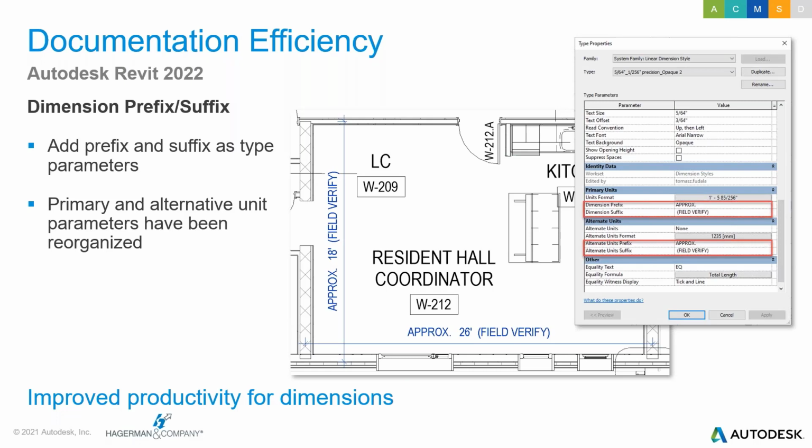All right. When you need a custom dimension containing a prefix or a suffix, you can now include a definition for the prefix and the suffix in the dimension family type. Previously, you could only add a prefix and suffix value to individual instances of a dimension. Adding them to the type saves time. The prefix and suffix defined in the type is automatically added when each dimension is placed.